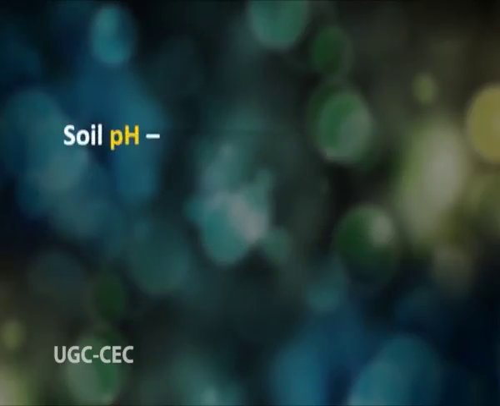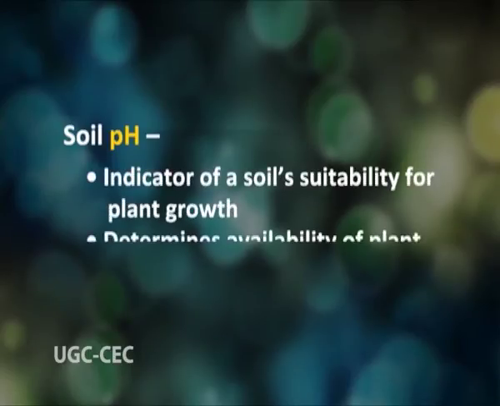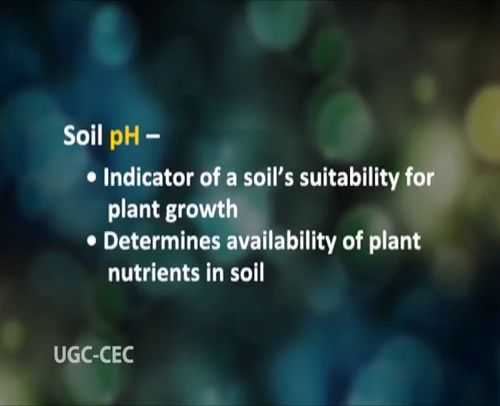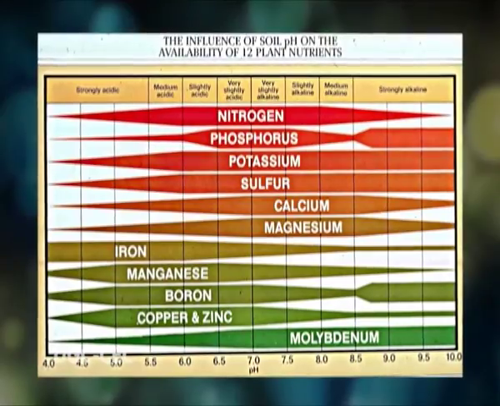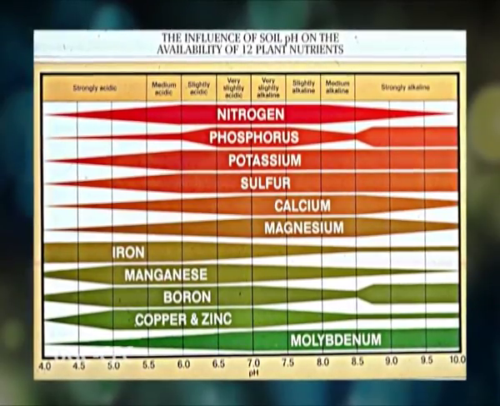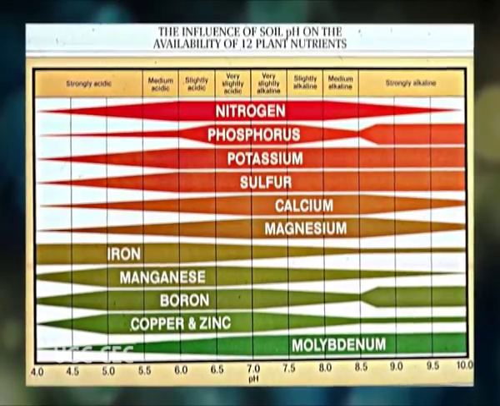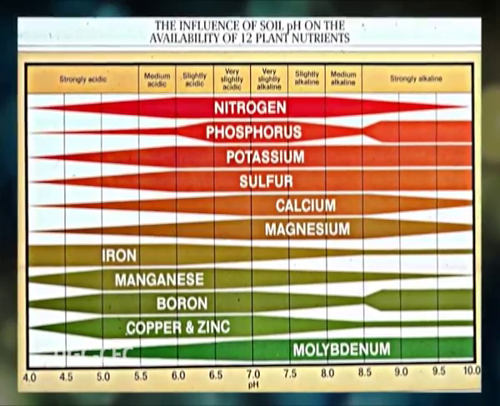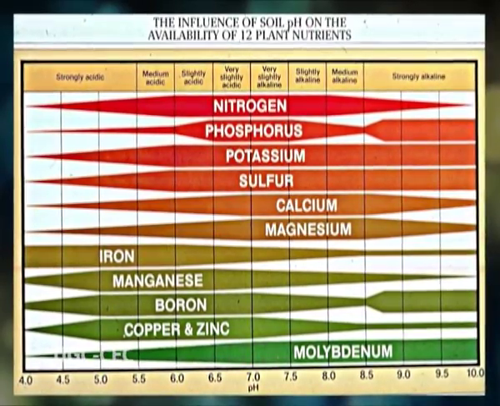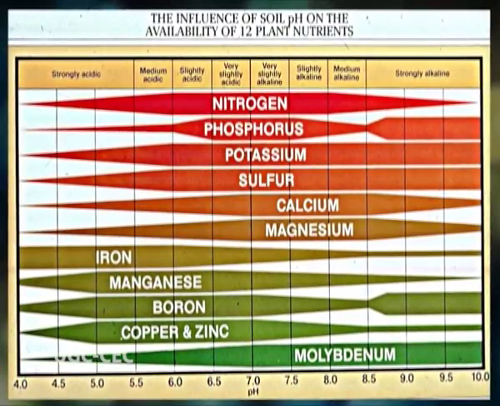Soil pH is an excellent indicator of a soil's suitability for plant growth, as it determines the availability of plant nutrients in the soil. This diagram represents the general relationship between plant nutrient availability and soil reaction. From the figure, nitrogen, phosphorus, potassium, sulfur, calcium and molybdenum are maximum available in the pH range of 6.5 to 8, while iron, manganese, boron, copper and zinc are maximum available at the pH of 4.5 to 6.5.